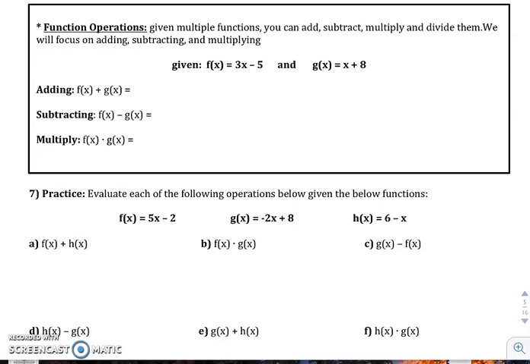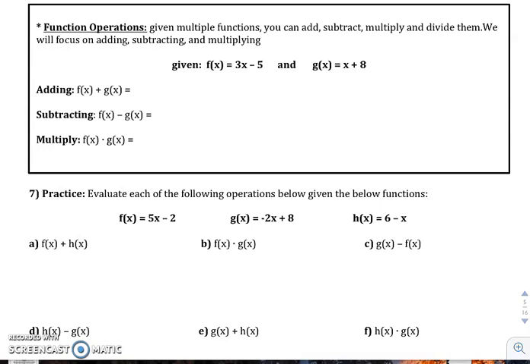Function operations are just like polynomial operations. So if you're given multiple functions, you can add, subtract, multiply, or divide them. We're not going to focus too much on dividing, but you can do any operation with them. So it's important to know which ones you're using, and that's why we have those labels f of x, g of x, h of x, because you might have 4 or 5 functions, but you're only using 2 at a time, and you need to know which 2 you're using.